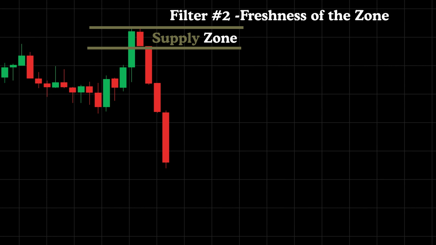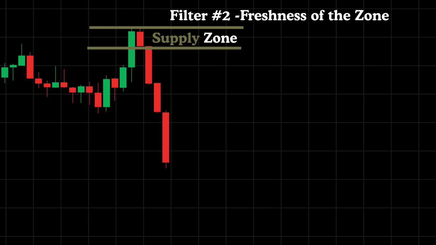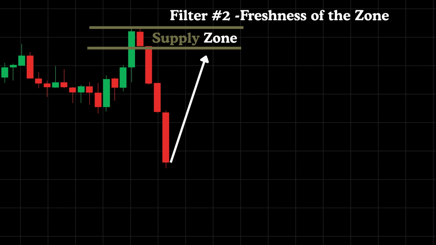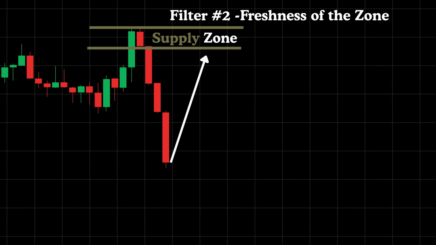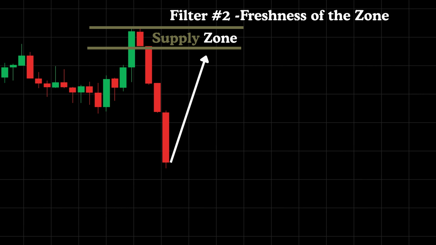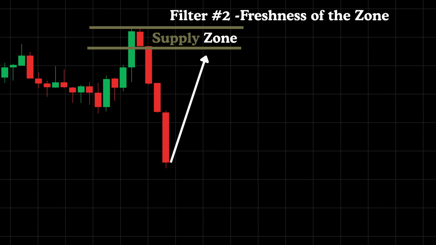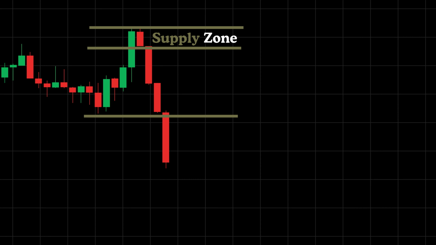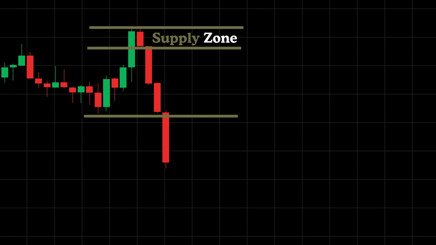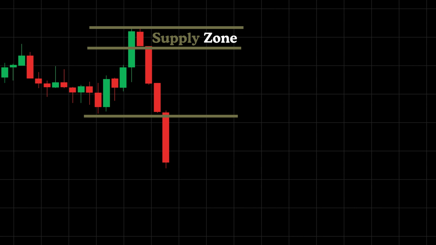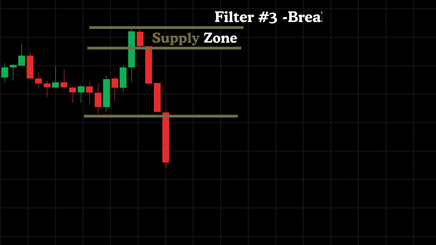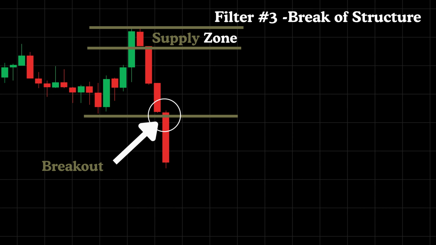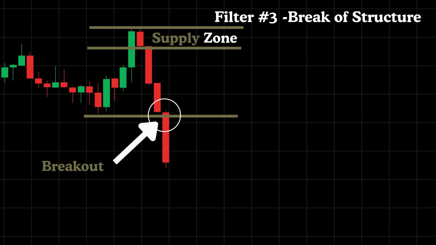Only trade zones that remain untouched. The first test is usually the most explosive. Once price revisits a zone, its strength diminishes and the chance of a clean reaction drops significantly. On lower time frames, like the 5-minute chart, you'll find many zones, but this filter helps you eliminate the weaker ones.